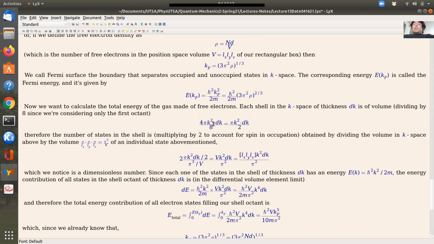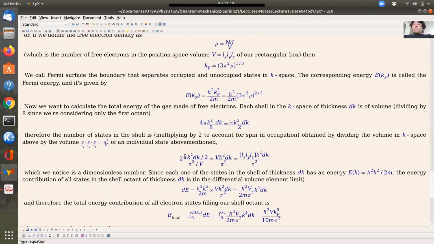And what we do is to take the volume of the shell. So this is the area, 4 pi k squared, times the thickness of the shell. So this is a volume. We divide by 8 because we're working with the first octant. And then what we have over here is the simplification of this, 4/8. And the number of states in the shell, multiplying by 2 to account for spin occupation, is obtained by dividing the volume in k space above by the volume of an individual state.